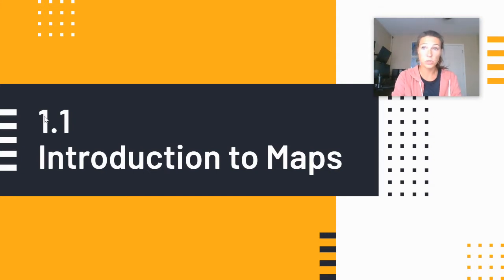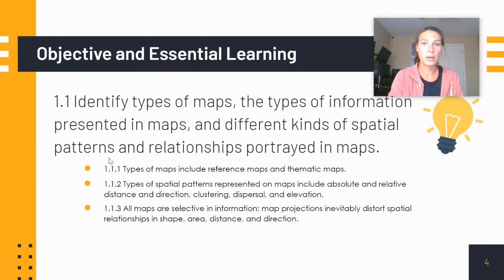We're in Unit 1, which is all about geographic perspectives and this idea of what is geography. And it's the first learning target, which is, of course, maps. Geographers can't do anything without a map. This is the essential learning for this particular presentation. Sometimes I'll do more than one learning target in a presentation, and sometimes I will just do one. This is just one learning target.